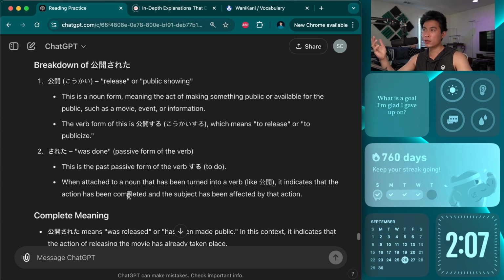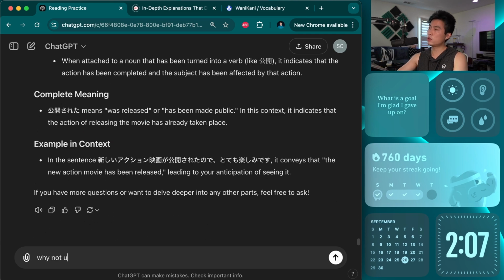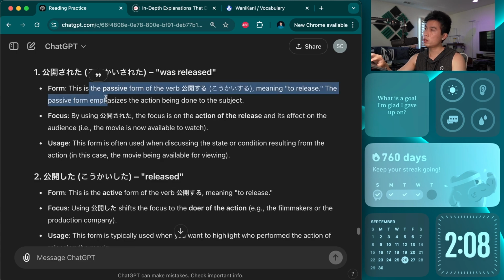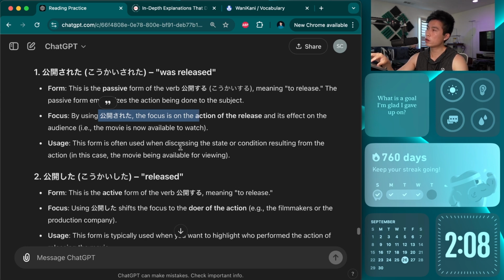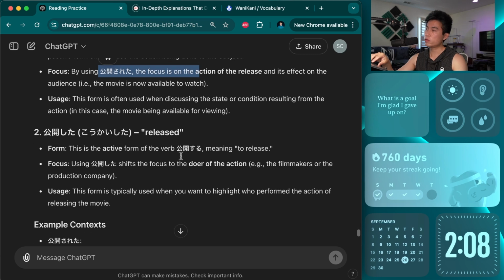Okay, された means was done. It's the past passive form of the verb する. Release or public showing. 公開する. Past passive form of verb. My question is, why not use 公開した? Passive form by using された to focus on the action of the release and its effect. Okay, usage. This form is often used when discussing the state or condition resulting from the action. Using 公開した shifts the focus to the doer of the action.